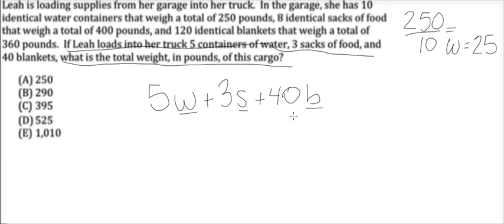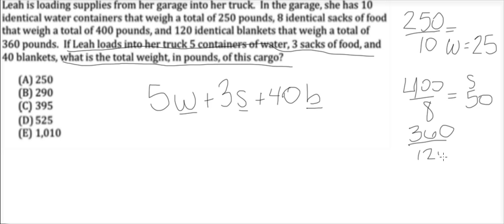So then to find S and B we just follow the same exact game plan there. So for S we have 8 identical sacks of food that weigh a total of 400 pounds. So we come back over here, we say well I have 400 divided by 8, and that's equal to 50, and that's S. And then we also have 360 pounds divided by 120 identical blankets, and that's going to give us that B is equal to 3.